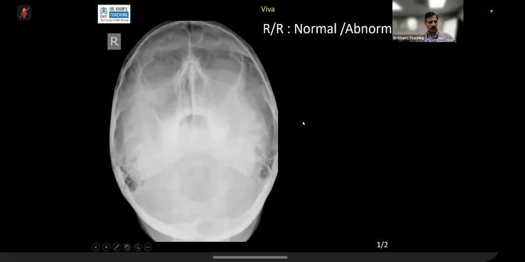Normal, abnormal? It's abnormal. Yes, please. There's a fracture of the orbital wall on the right side, the inferior orbital wall. Excellent. So if you see here, this is the maxillary sinus. This maxillary sinus is not normal. And so this is a zygomatic fracture.